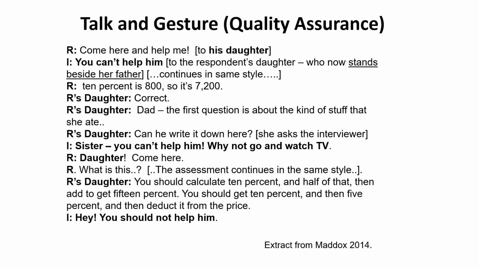So the father is trying to involve the daughter. The daughter is willing and wants to support the father, and the interviewer is saying, no, you can't help him. Why not go and watch TV? So in terms of protocols, the interviewer was following the protocols very well, because she was trying to prevent other family members from helping the respondent to complete the item.